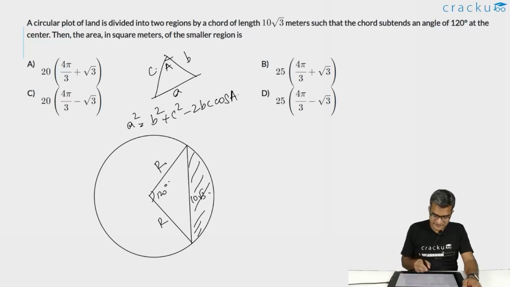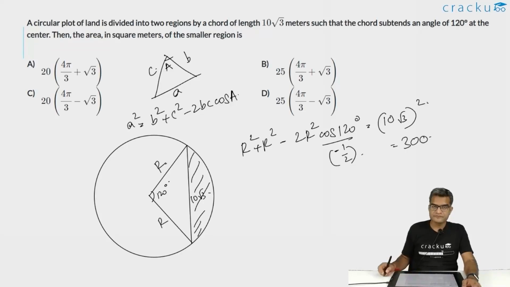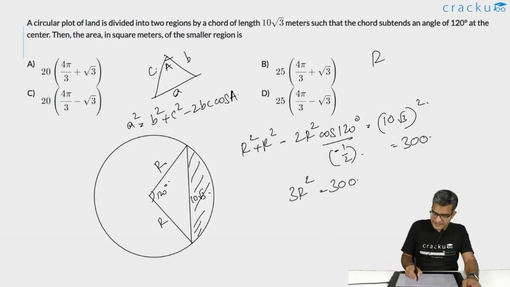In this particular case, that will be R square plus R square minus 2 times R square into cos 120 degrees is equal to 10 root 3 whole square. What is the value of 10 root 3 whole square? That will be 300. You will notice that cos 120 is actually equal to minus 1 by 2. So this is minus 2R square into minus 1 by 2. So essentially the left hand side becomes 3R square is equal to 300, or the value of the radius R is 10 meters.